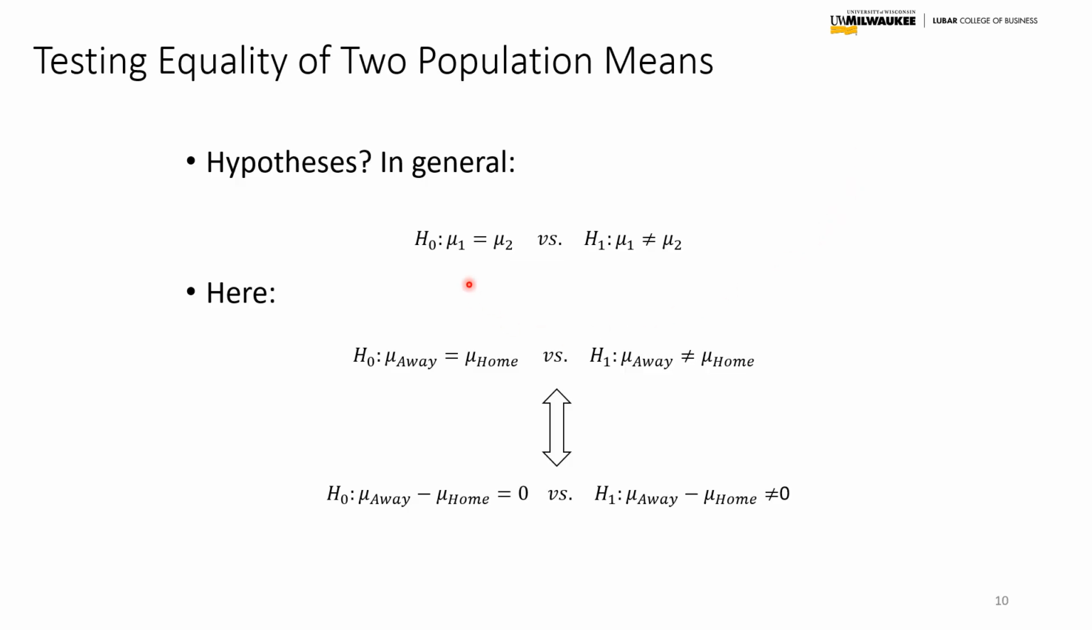Formally speaking, we're testing the null hypothesis that the two population means are equal versus the alternative they're not equal. Here, we're testing the mean of away equals mean of home versus they're not equal. Another way to state the hypothesis is that the difference between the two means equals 0 versus the difference is not equal to 0.